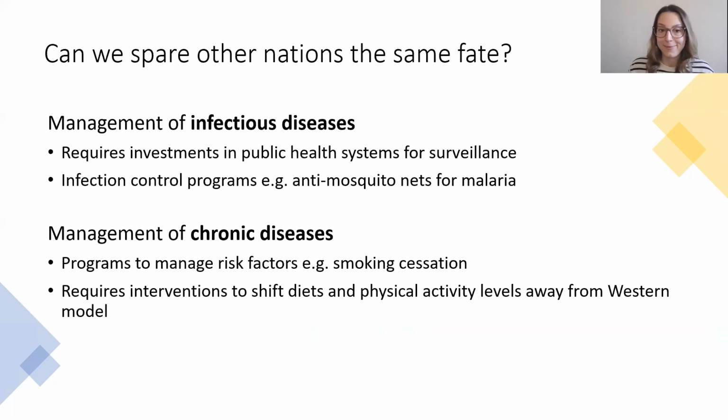And you also need some interventions that would shift diets and physical activity levels away from the sort of Western industrialized model to a more healthy level that hopefully would allow many of these types of nations to avoid this double burden of disease that others are experiencing. So it can be done, but it does take a certain level of advancement in the public health system as well as medical system.